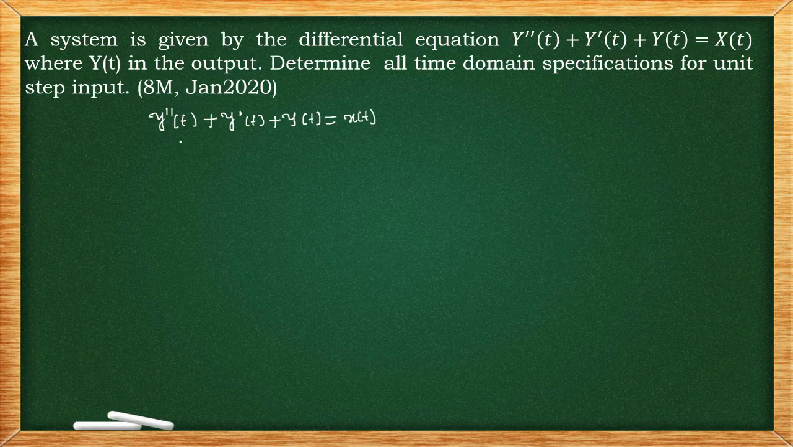Well, so let us apply the Laplace transform to the above equation. After applying the Laplace transform to the above equation, neglecting all initial conditions, y double dash t becomes s square y of s, plus s into y of s, plus y of s is equal to x of s.